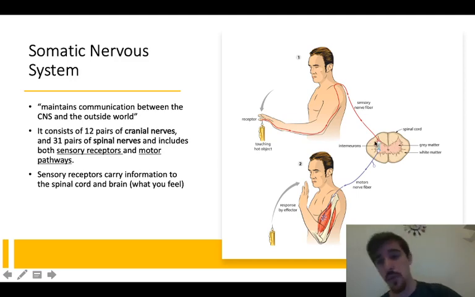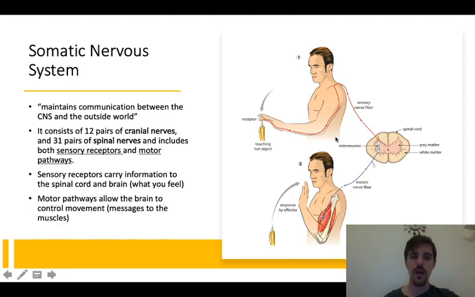The brain would then send a signal, and this is your motor pathway. This is the blue line. It will travel from the brain through to the muscle to pull away, because I don't want to damage your hand. So sensory is what you feel, motor is your response, how you move.